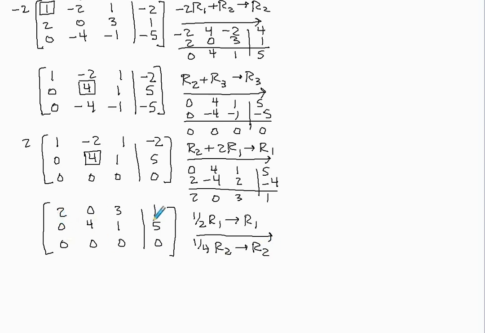So divide row 1 by 2. So 2 divided by 2 is going to be 1. So here I'm doing 1/2 times that row. And then here I'm doing 1/4 times that row. So 1/2 times 2, 1. 1/2 times 0 is 0. 1/2 times 3, 3/2. And then 1/2 times 1, 1/2.